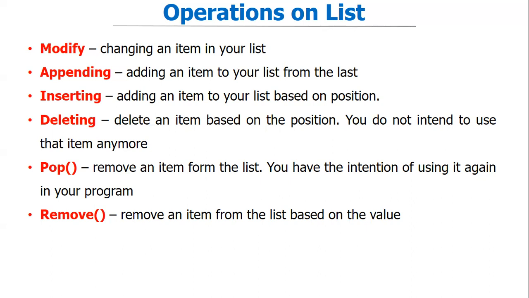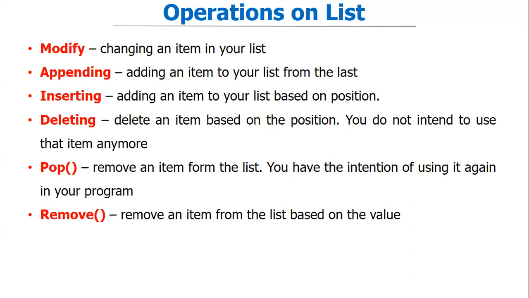All right. Now we also have deleting, in case you want to delete an item based on the position. So you want to delete something from your list, but you do not intend to use that item anymore. We use the word deletion. We have the pop. Pop basically means that it's also like you want to delete an item from your list, but the difference between the deletion and pop is that with the pop, you have the intention of using the item that you have deleted from your list. You have the intention of using it again in your program.